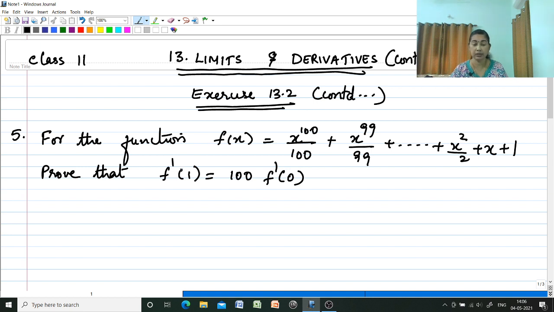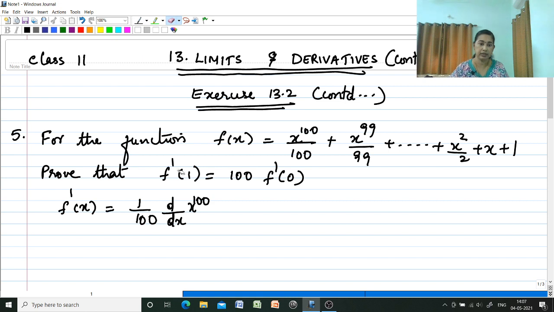F dash denotes that we are finding out the derivative. So f of x is given here. First we have to find what is f dash x. So here we have to differentiate this x raised to 100 by 100. That is 1 by 100 into derivative of x raised to 100. What is the derivative of x raised to 100? Derivative of x raised to n is n x raised to n minus 1. So derivative of x raised to 100 is 100 x raised to 99.